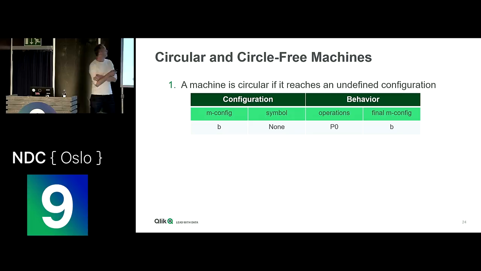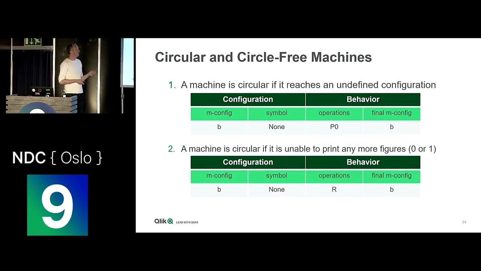The first one is that a machine is circular if it can end up in an undefined state, an undefined configuration. So this is a very simple example of one of those. We start at B, there's no symbol underneath the head, so you print a zero, but we don't move, and then go back to B. At this point, there is a symbol here, but we haven't defined any row for dealing with that state. So this is basically a crash. I guess some of you experience crashes from time to time. It happens. So that's one way to be circular.